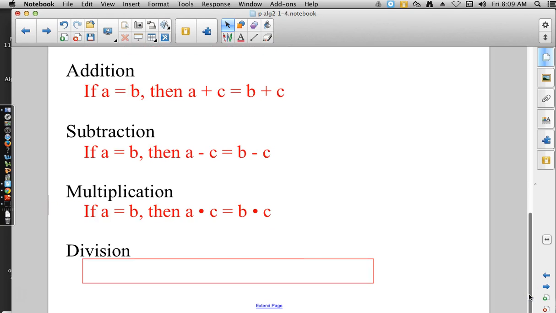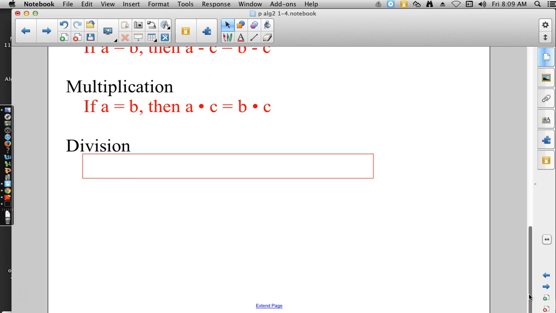Multiplication, we do that. Sometimes we have to multiply by the reciprocal on both sides of an equation to get rid of a number that's in front of our variable. So if A equals B, then A times C equals B times C. If you multiply on one side of the equation, you have to multiply on the other side.